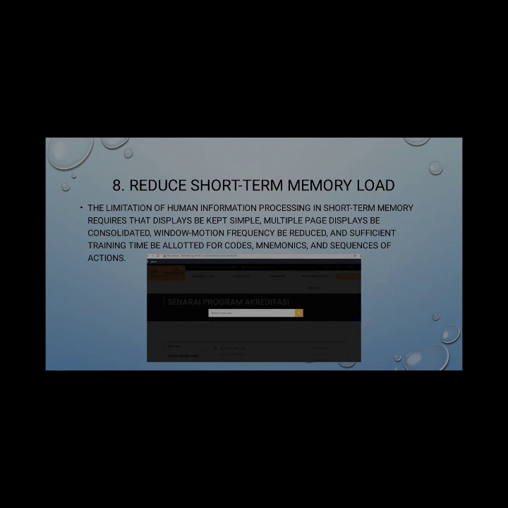So for example, in a user interface, its main purpose is to minimize the user's memory load by making it easier to recognize, because not much information can be kept by us, so it's up to the codes and mnemonics and sequences of actions to keep it.